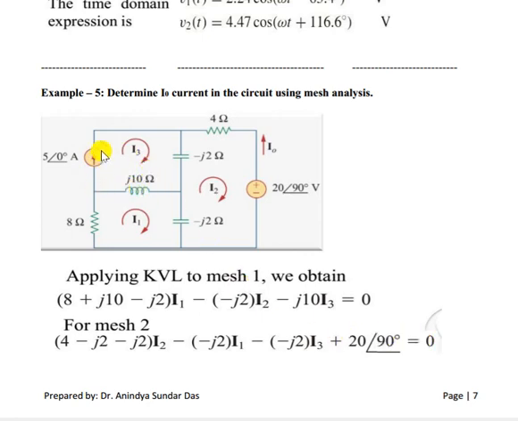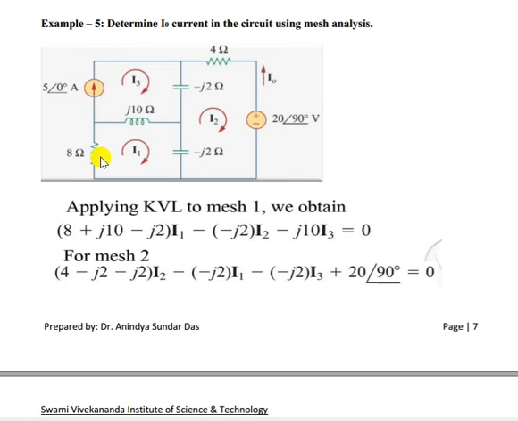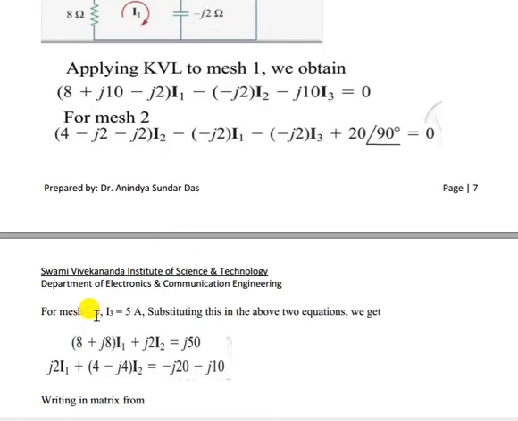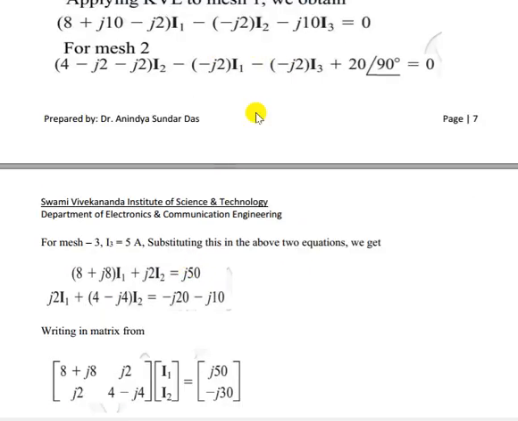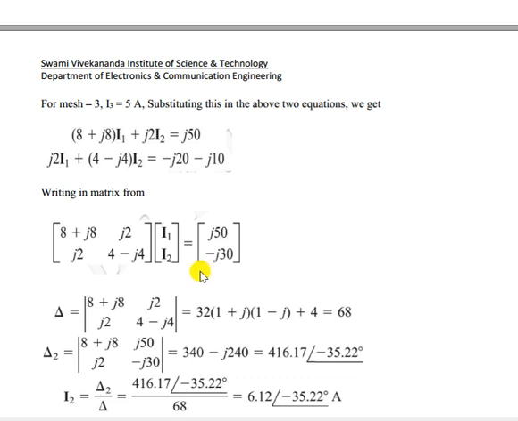Now for mesh 3, the current is nothing but 5 at angle 0, because there is a current source. This is a current source which is not common between two meshes, so that will be the same value. So I3 is nothing but 5 amp. Okay. So you can put I3 value here and we can solve. We will get these two equations, and by matrix method we can find out the value I1 and I2.